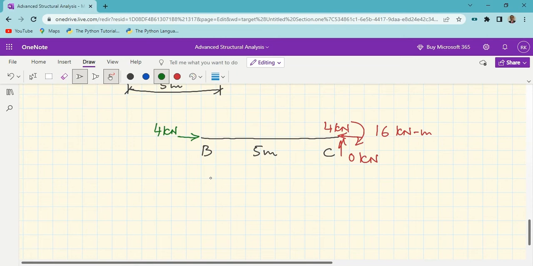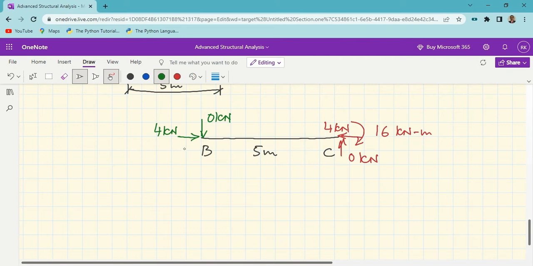Now we have to achieve static equilibrium of member BC. Since summation of forces in x direction should be equal to 0, I need to act this 4 kilonewton towards right at B. In that case only it will be balanced. I cannot do anything at C now. Whatever adjustments are to be done are at B. Now, summation of forces in y direction is equal to 0. So this is already 0. There is no need, but I am writing this 0 kilonewton acting downwards as a practice.